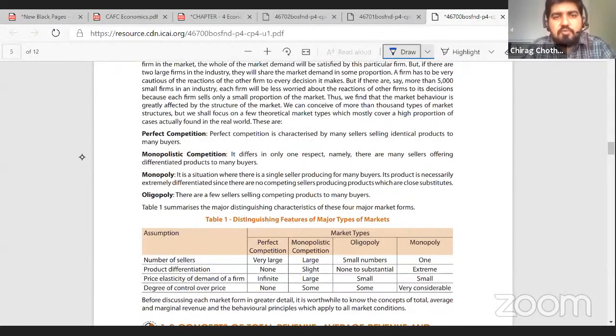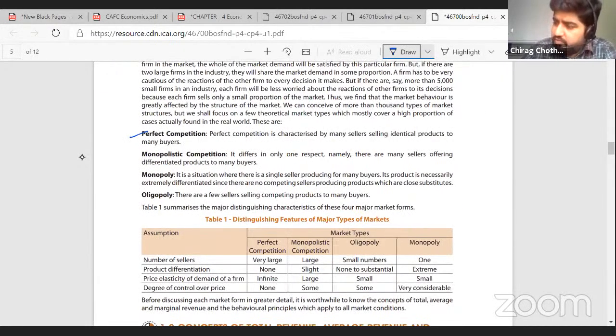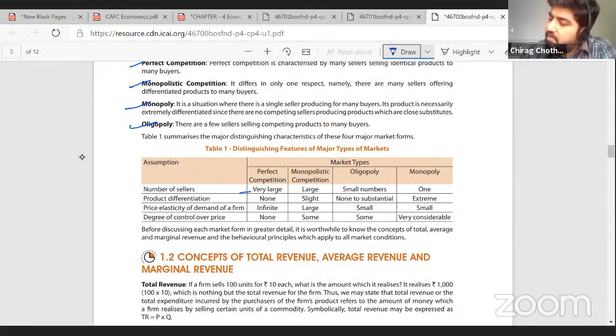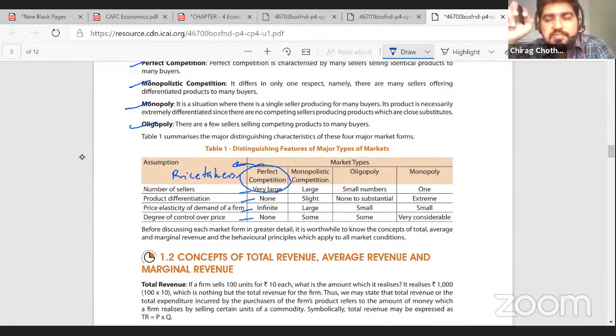We know what is perfect competition, what is monopolistic competition, what is monopoly, and what is oligopoly. In perfect competition, the number of sellers is large, product differentiation is none, it is a homogeneous product, price elasticity of demand is infinite, and degree of control over price is none. Please remember one terminology I'm going to use here: these people are price takers. You will have to sell at the same price. Whatever quantity you are willing to sell, you can sell, no problem. Infinite you can sell.